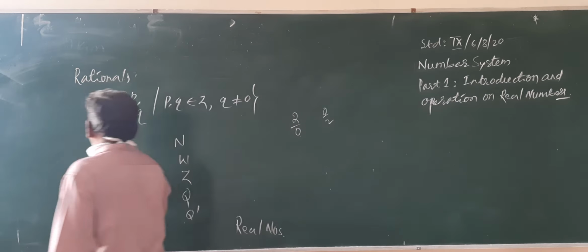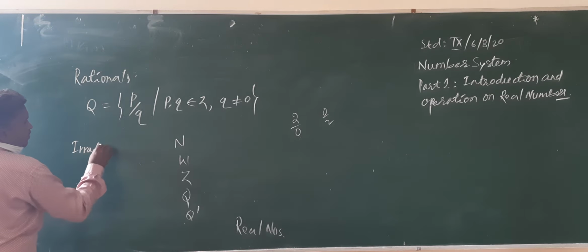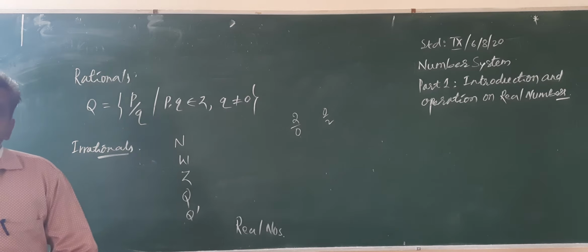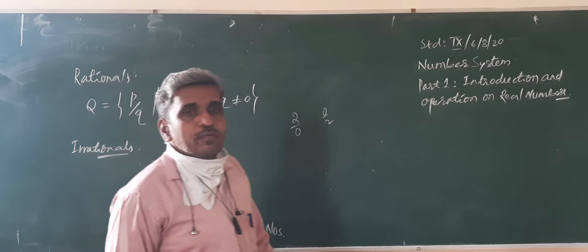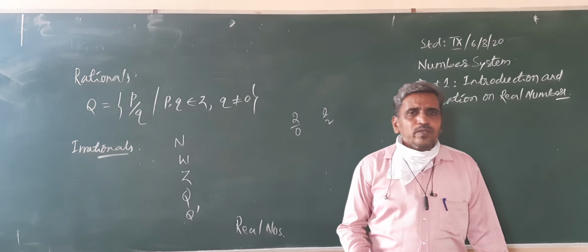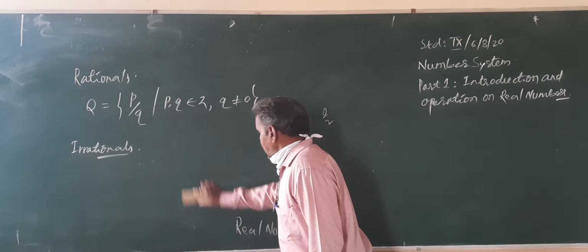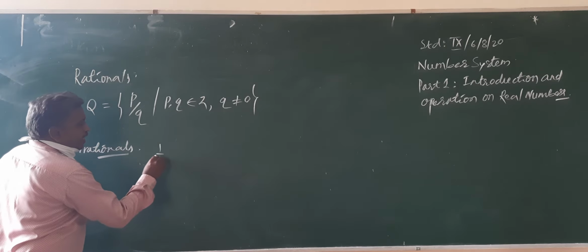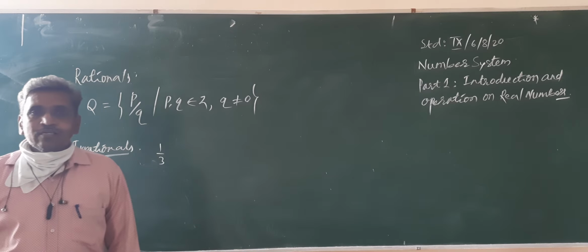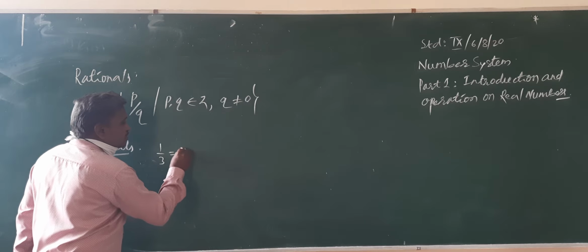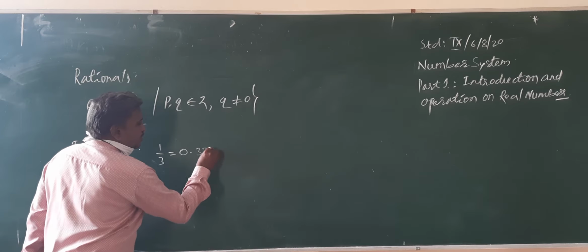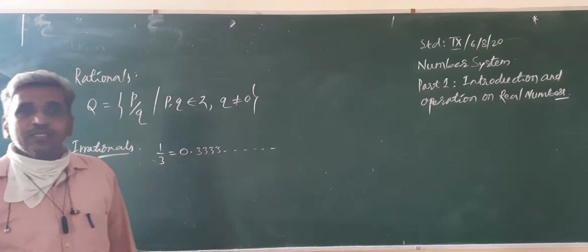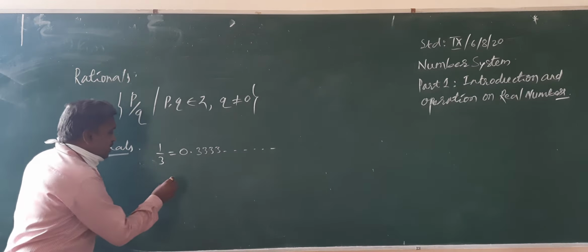Then what about irrationals? Generally we define them as numbers which are not possible to put in the form of p by q. So I want to remind you, for example, 1 by 3 is a rational number. What is the value of this? This is 0.333333, which means a recurring decimal.